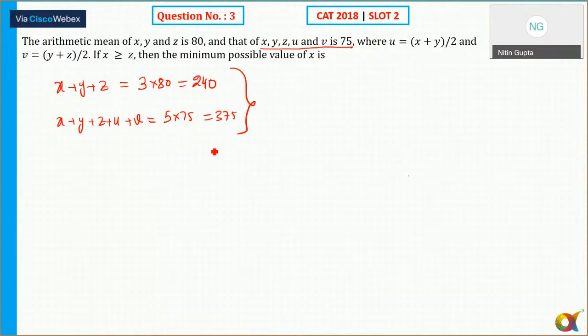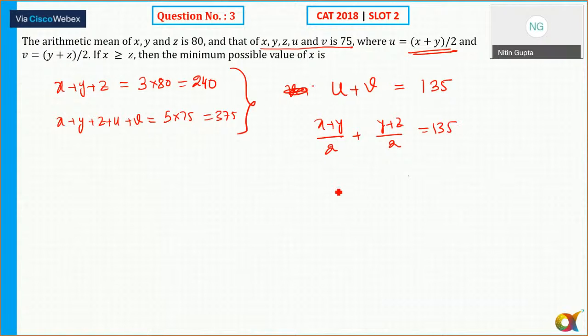Now, the difference between these two. If I take the difference between these two, what will I get? I'll get u plus v equal to 375 minus 240, and 375 minus 240 comes out to be equal to 135. And the value of u is equal to x plus y by 2, and the value of v is equal to y plus z by 2.